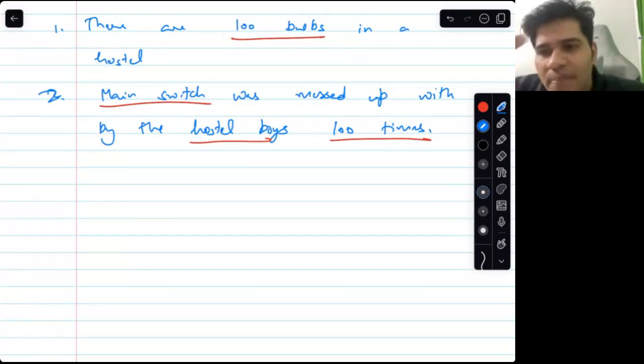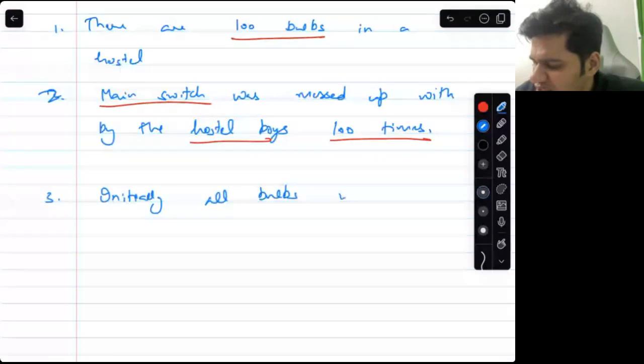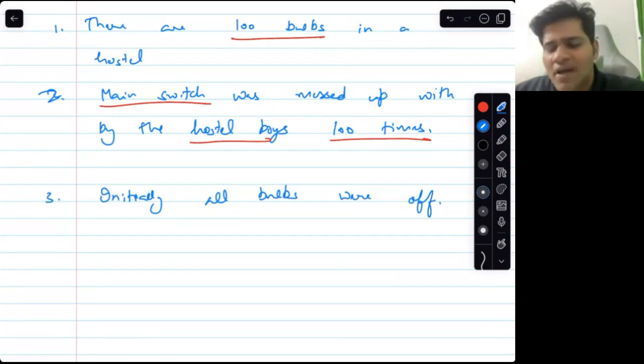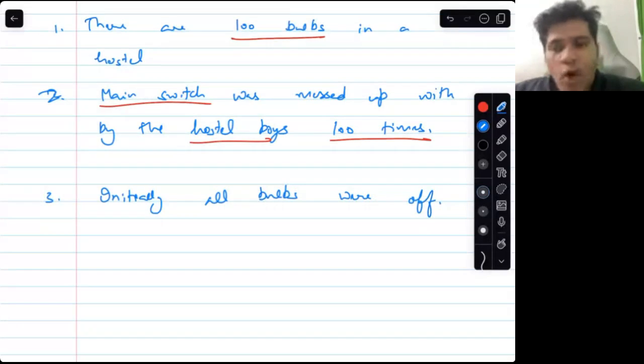And every time you mess up with the main switch, the voltage fluctuates. Initially, all bulbs were off. This is daytime, not nighttime. They are doing their mischief during the daytime. They are trying to fuse a few bulbs. Okay? So, initially all bulbs were off. Now the interesting part starts.